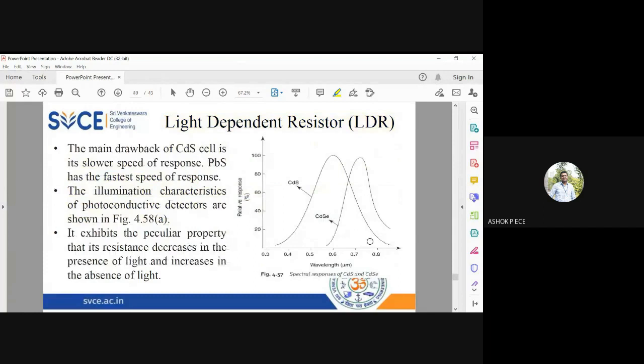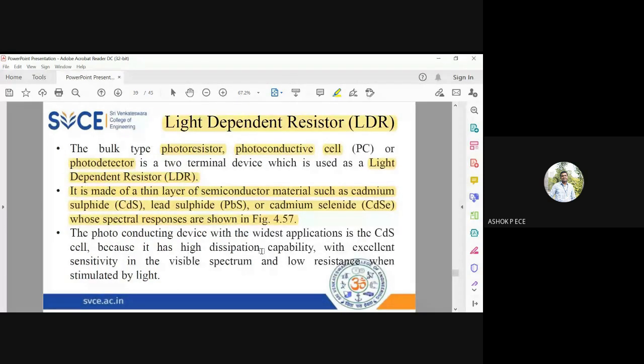See the spectral response. You have a maximum response of cadmium sulfide at 0.6 micrometers. You have a maximum response for cadmium selenide at 0.75 micrometers. Because of this good property of cadmium sulfide and cadmium selenide, I am going to use these devices as a material for the light dependent resistor.